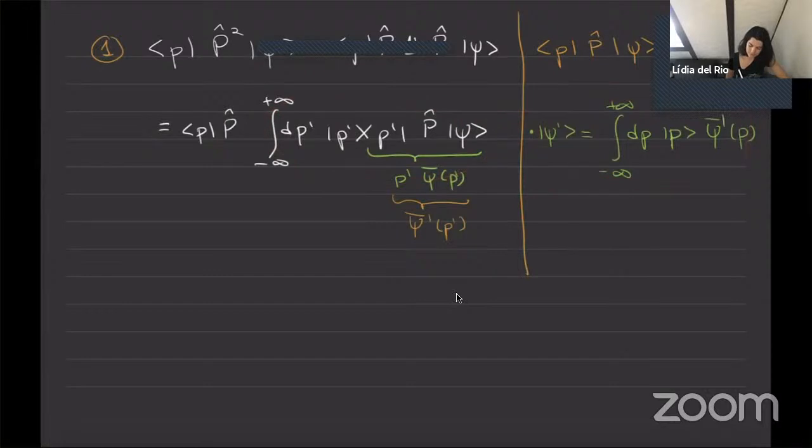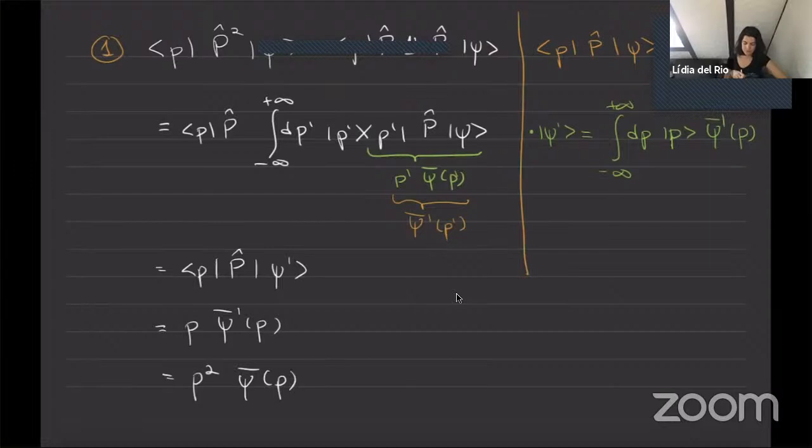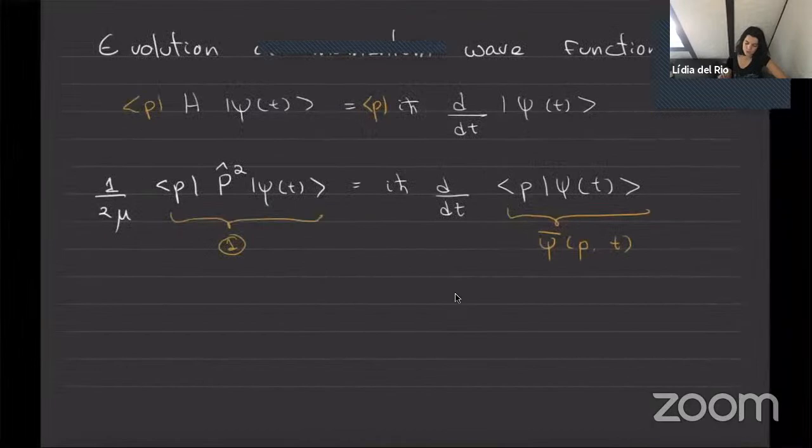So then we have p operator in our new state. And again, we apply this thing here. So this is p times my new wave function, and now I replace with this. So we get p squared times the original momentum wave function. Good, so now we can replace it in our equation, in our Schrödinger equation. So let's see.